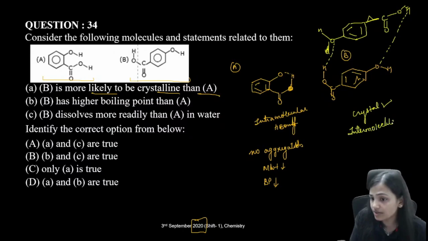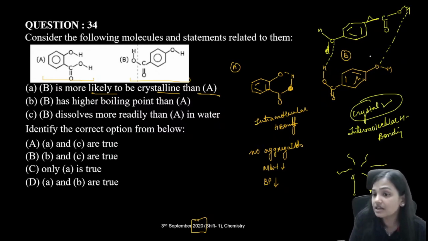Intermolecular hydrogen bonding. What will happen? More number of molecules will combine together. Aggregation will happen. Ultimately, molecular weight increases. Molecular weight increases, the boiling point increases. So the boiling point increases, the crystal structure will form, and even this can also interact with water.